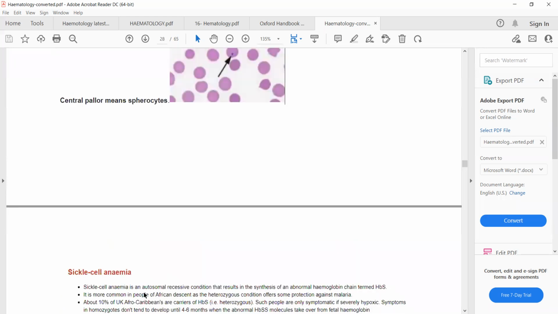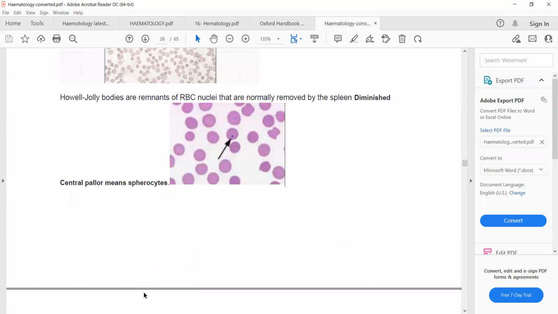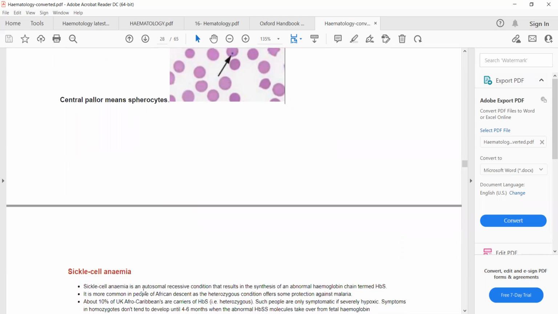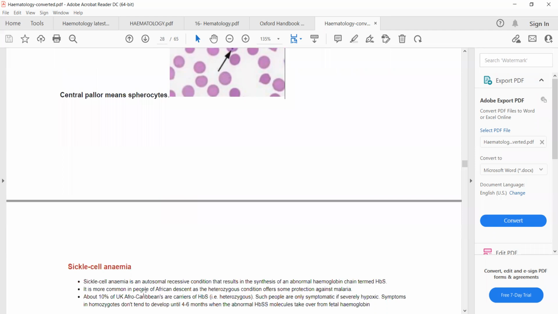So this was all about hereditary spherocytosis. We are done with the causes of hemolysis that are due to a problem in the RBC membrane or a problem in the enzyme. Now we'll move inside the cell and discuss the causes of hemolysis that are due to problems in the hemoglobin.